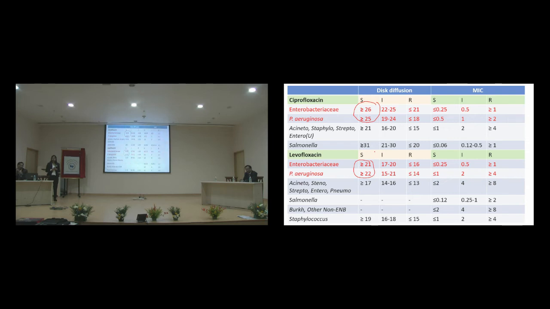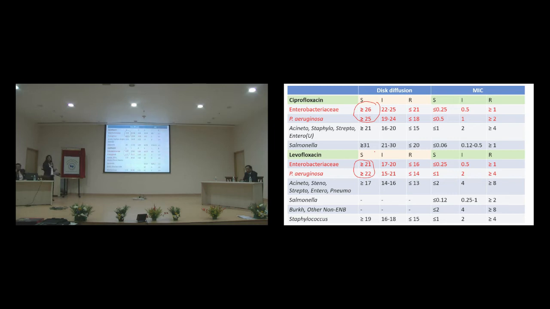Once the breakpoint changes, can we just take the numerical value and interpret it as per the new breakpoint? That can be done. If you are aware of what the changes are, you take the measured value alone, not the interpretation, and the interpretation can be changed as per the new guidelines till the Vitek is updated.